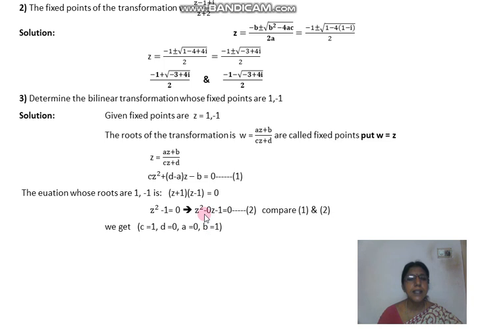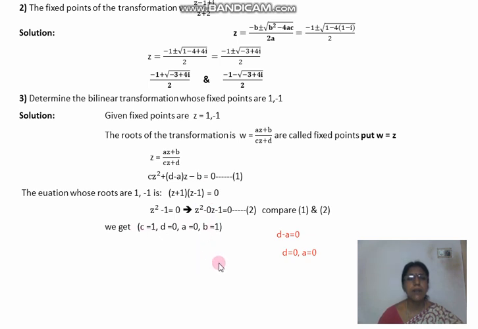Next see the Z coefficient. Here it is 0, and here it is D minus A. So we have D minus A is equal to 0, which means the difference of the two values is 0. So you select D is equal to 0, A is equal to 0. Now you write this: D is equal to 0, A is equal to 0. So from equations 1 and 2 we get these values.